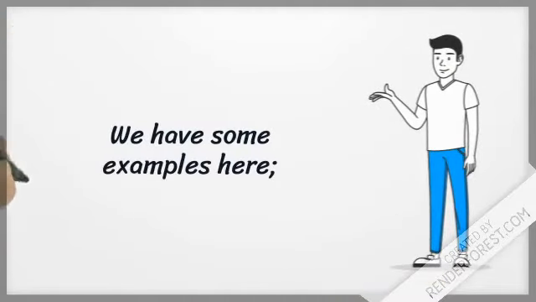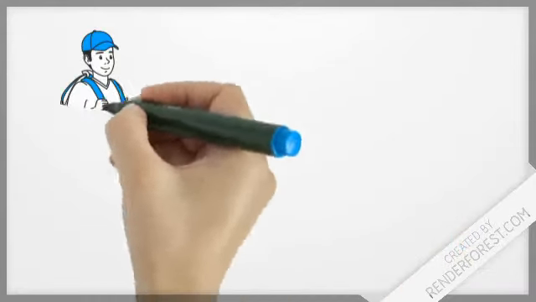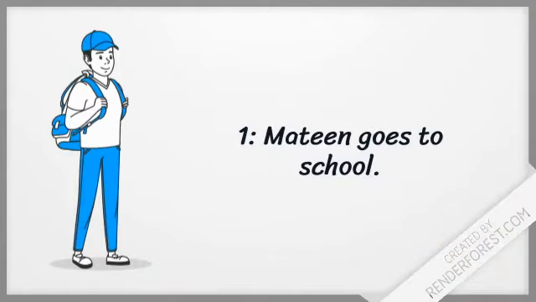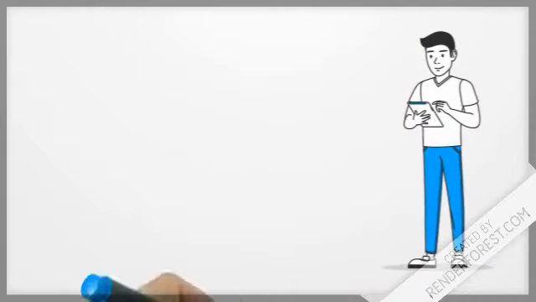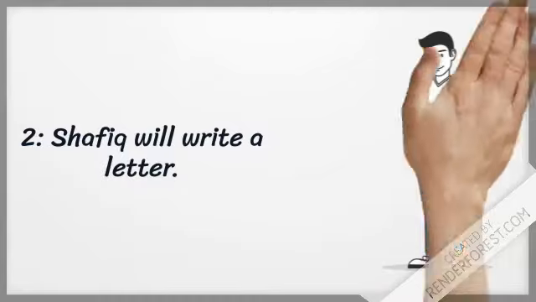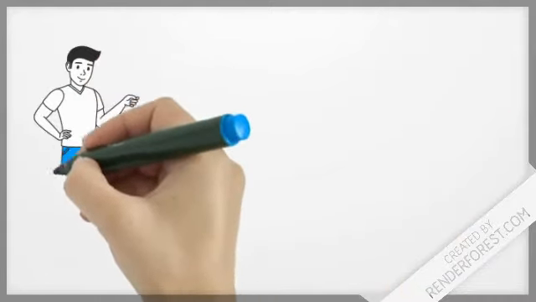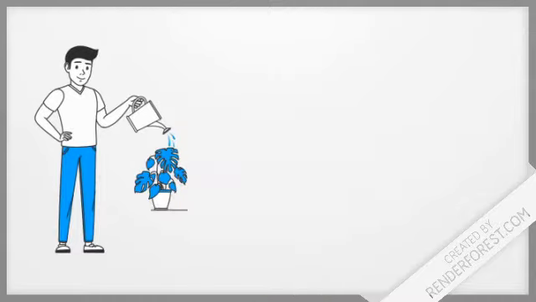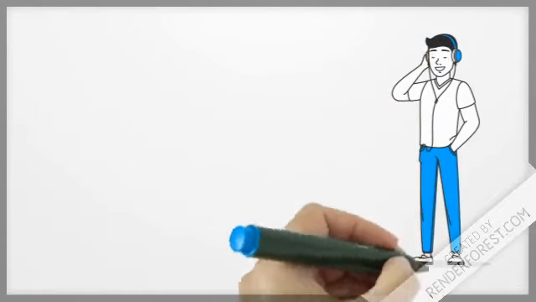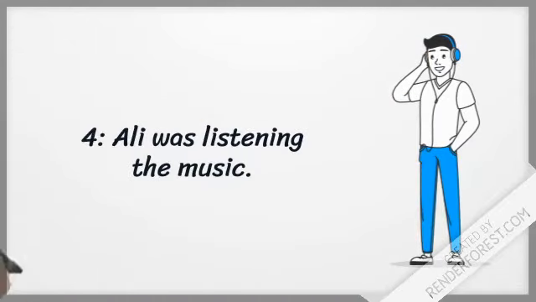We have some examples here. One, Mateen goes to school. 2. Shafiq will write a letter. 3. Salman is watering a plant. 4. Ali was listening to music.